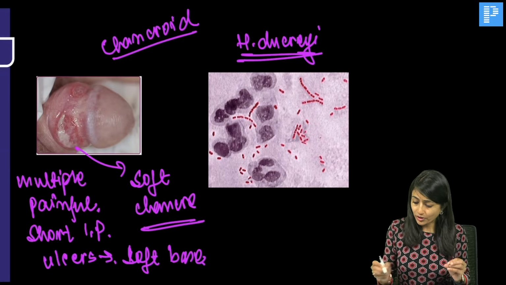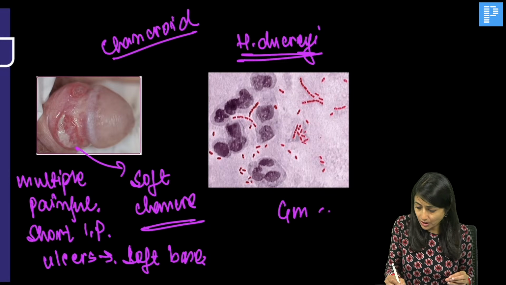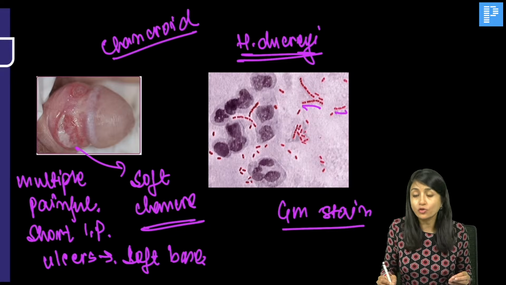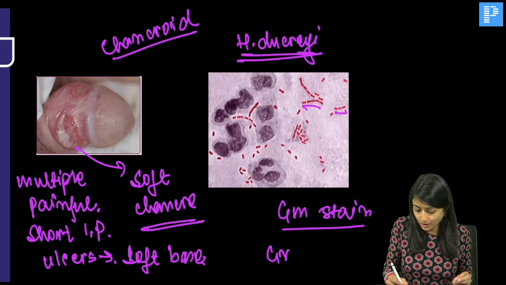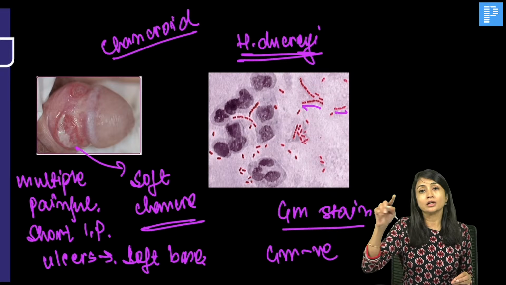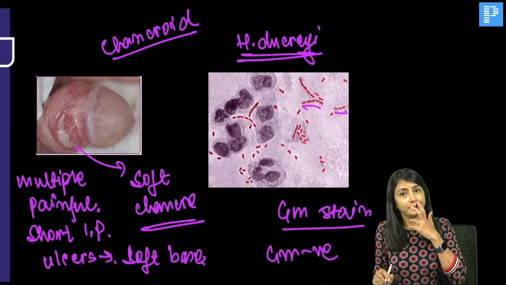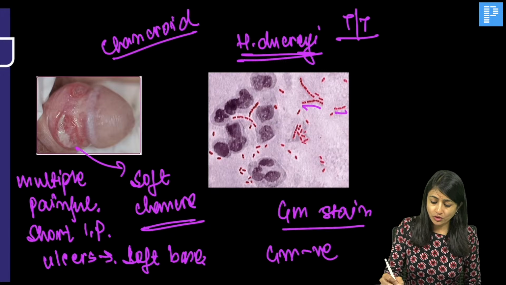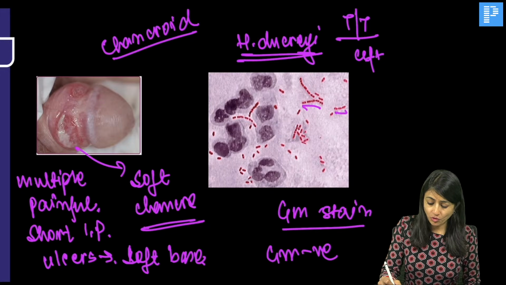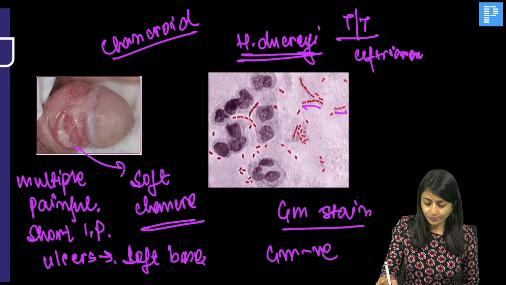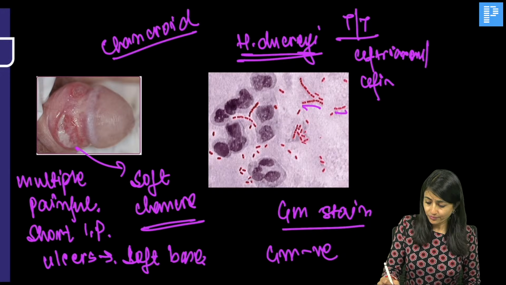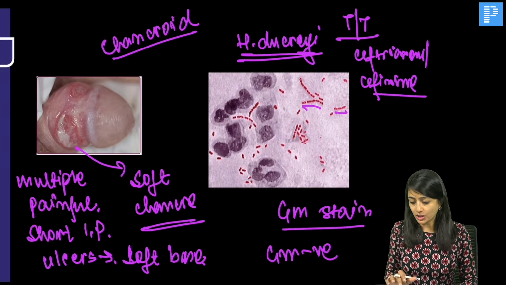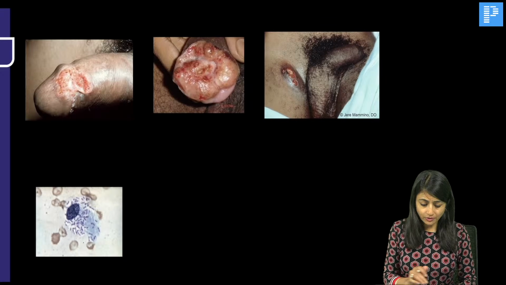And yes, you are all right. What do you do? You do a gram stain and you see this school of fish appearance or railroad track appearance, which are nothing but gram negative rods which are arranged in chains, right. How do you treat? You give ceftriaxone or cefixime. Okay, so you should be able to identify chancroid. Then next, what is this?